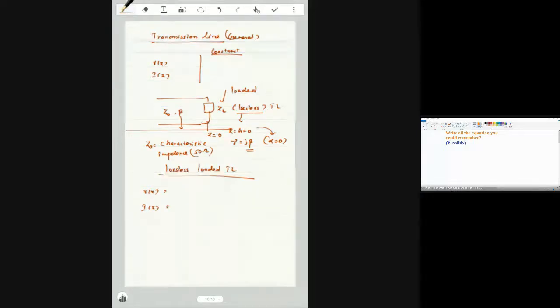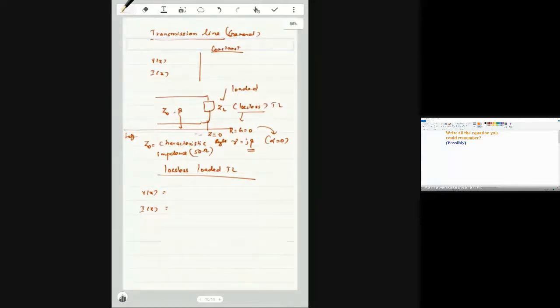So it means the z axis is in this direction, from left to right, and I'm placing the load at the origin. Going from the load towards the source, probably I'll take it in another color, this is my source here, so it is in the negative z axis. Probably at this point I will take z equal to minus L. The total length of the transmission line is L.